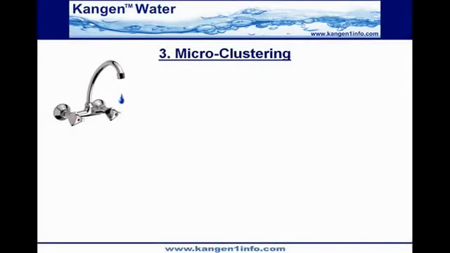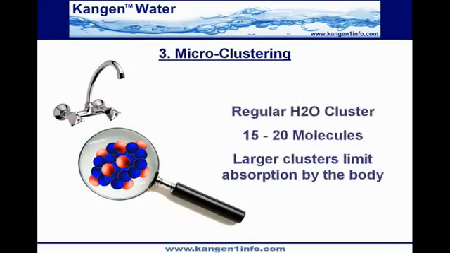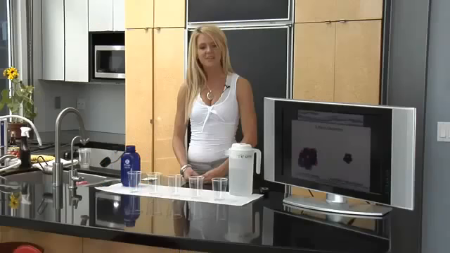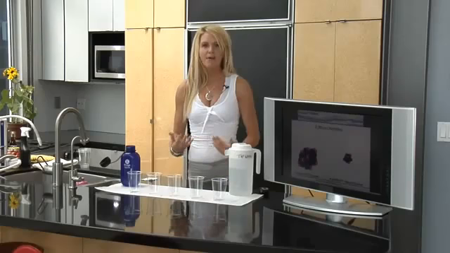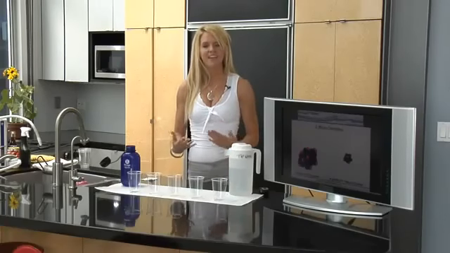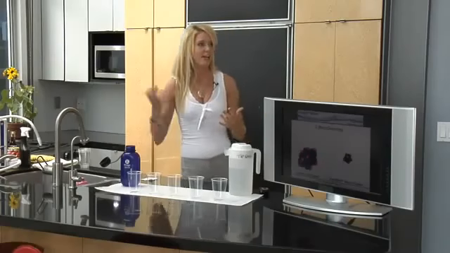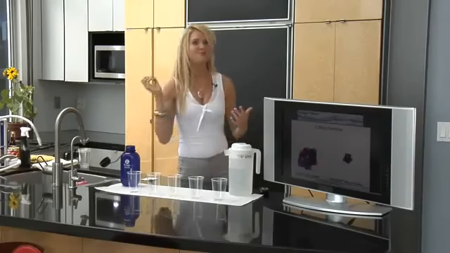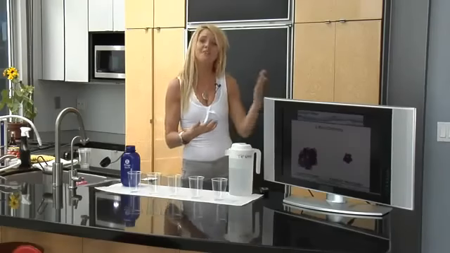Okay, so I have one more property to show you. The third property of the Kangen water is called microclustering. The easiest way for me to explain this is if you think about, let's say you're at a softball game and there's a chain link fence, and you have some softballs and you're going to try to throw those through the fence. Probably you're not going to be able to throw them through, right? They're probably going to repel.